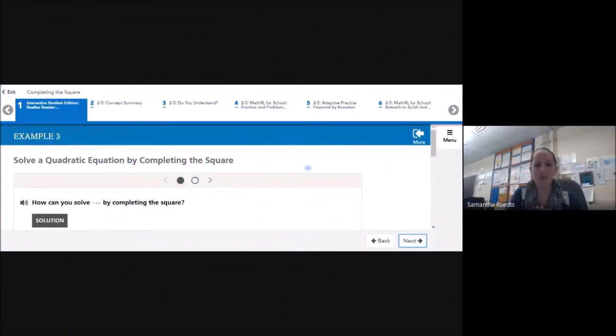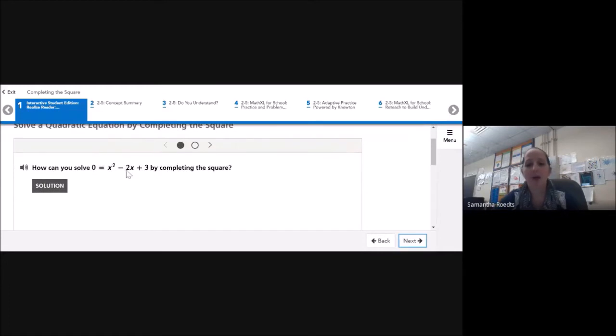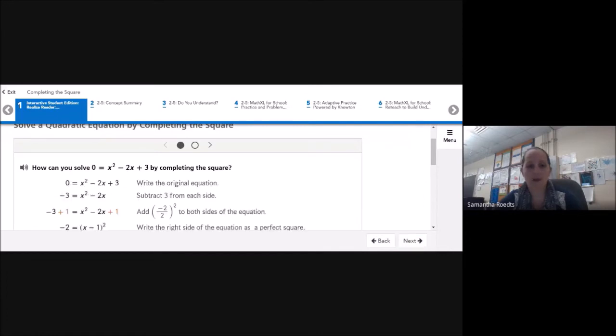All right, so example 3, solve a quadratic equation by completing the square. How can you solve 0 equals x squared minus 2x plus 3 by completing the square? So again, I'm going to take this, negative 2 divided by 2 gives me negative 1. Okay, so I'm going to add 1 to both sides. So x squared minus 2x plus 3, I'm going to take this 3 and I'm going to move it over here. Negative 3 equals x squared minus 2x.